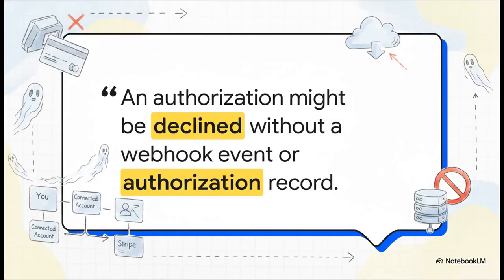Honestly, this enum data is going to be your absolute best friend for debugging. But, okay, I do have to share a slightly frustrating reality of the payment ecosystem, which is perfectly captured in this quote straight from the source docs. In some cases, an authorization might be declined and neither you or your connected accounts will receive a webhook event or an authorization record. We call these ghost transactions. Basically, the decline happens way upstream at the terminal or network level before any information is ever even transmitted to Stripe in the first place.